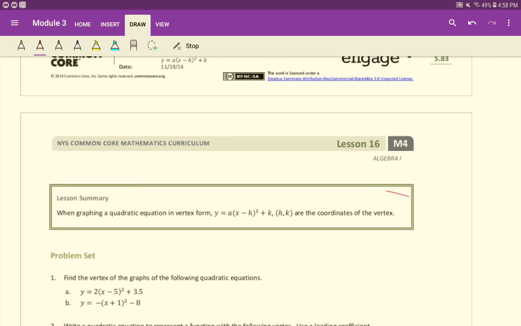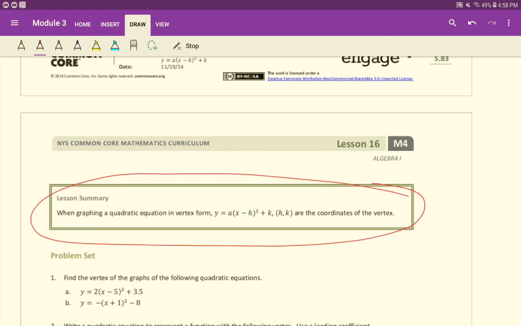But most importantly, summary here: when graphing a quadratic equation in vertex form, where we have a times x minus h squared plus k, h and k are the coordinates of the vertex.